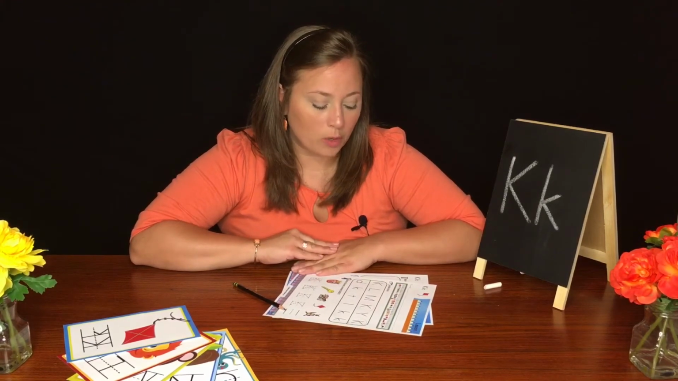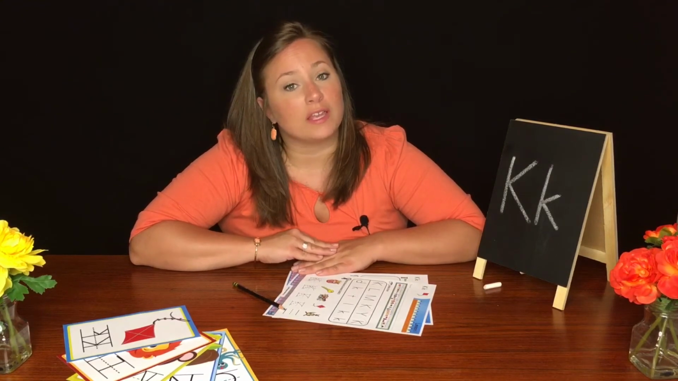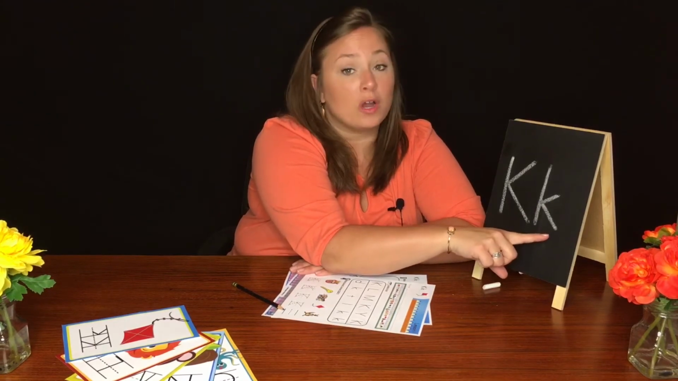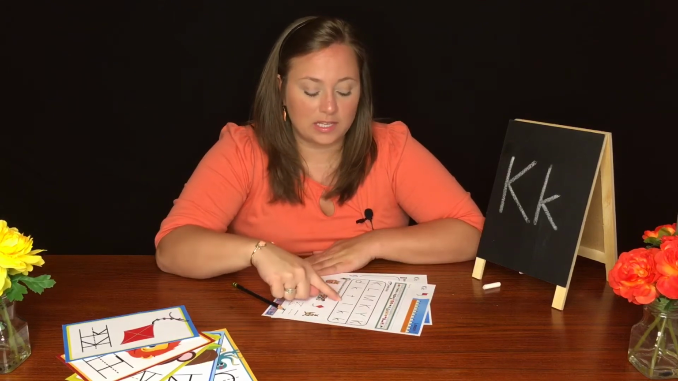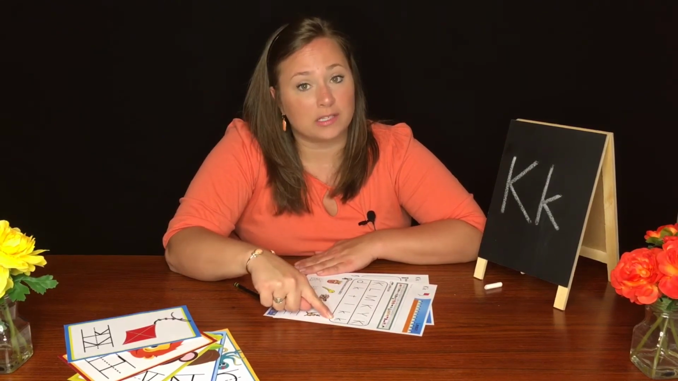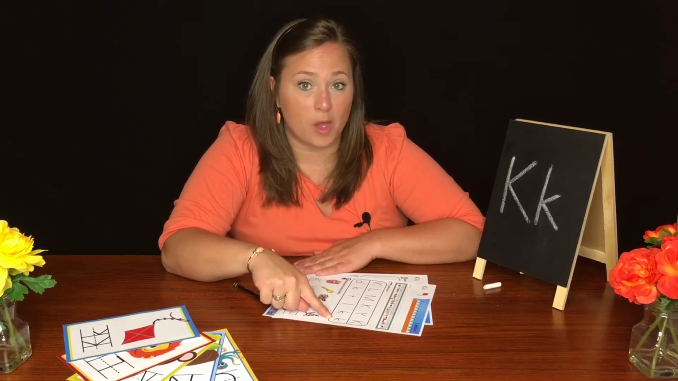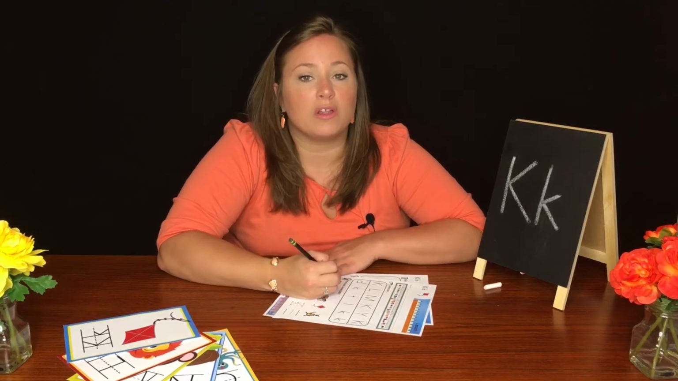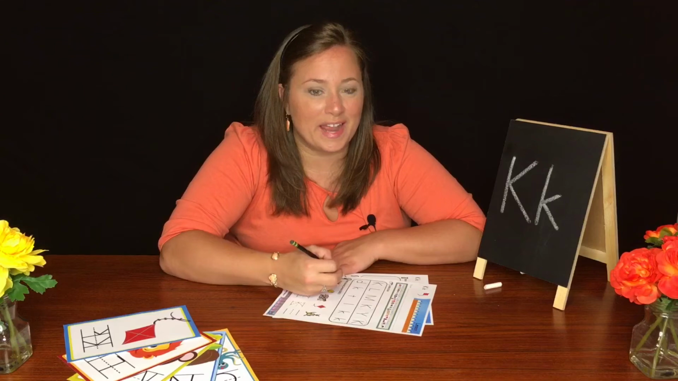All right, now look at the second row. In this row, we're going to be doing almost the same thing, but instead of circling the capital letter K, we're going to circle the lowercase letter K. Okay? So all of the letters in this row are lowercase letters, but we're only looking for the lowercase K. So grab your pencil and go ahead and circle each lowercase K in the second row. Do it now.